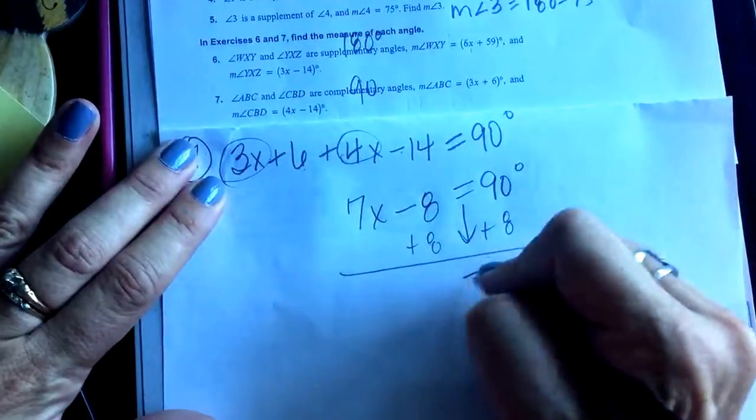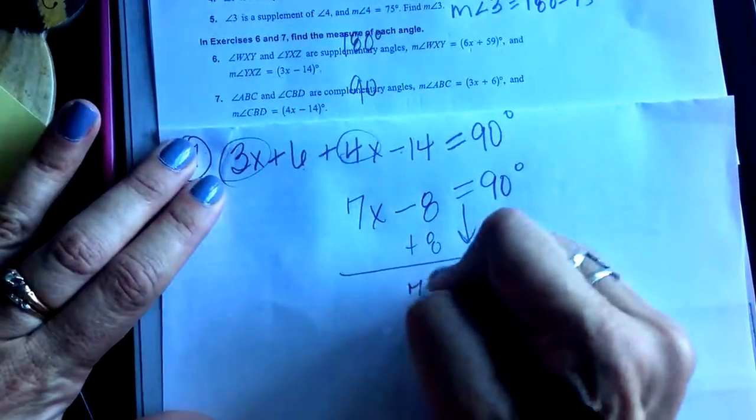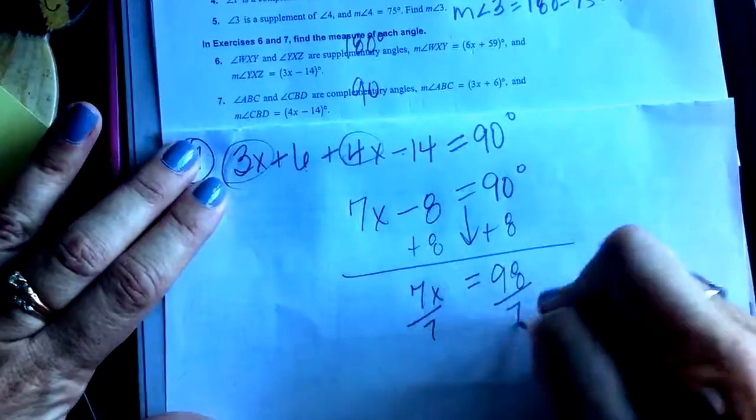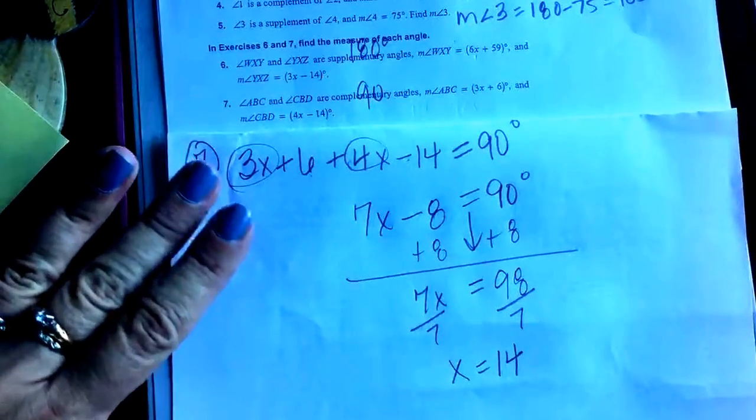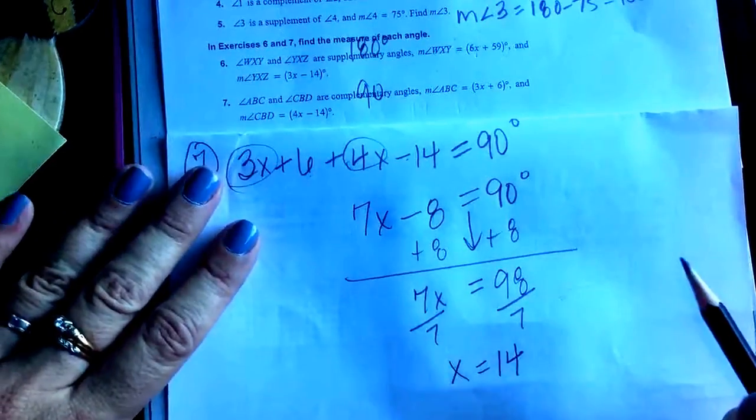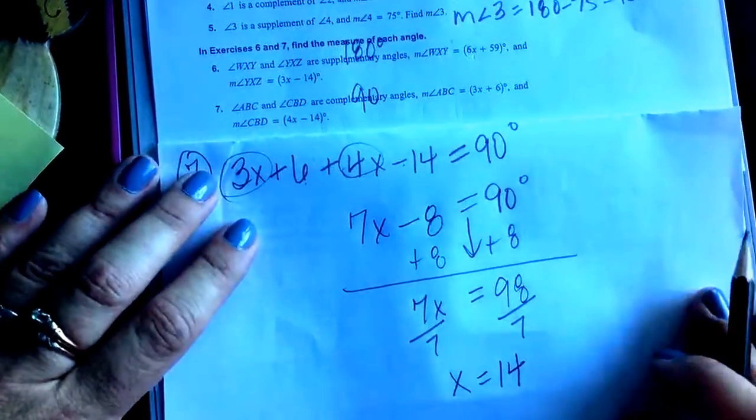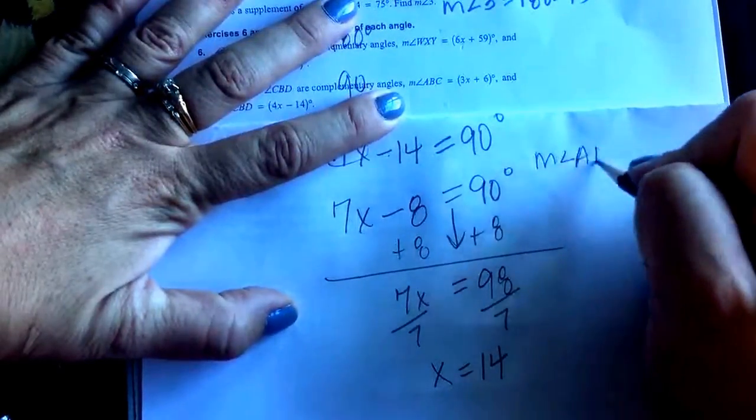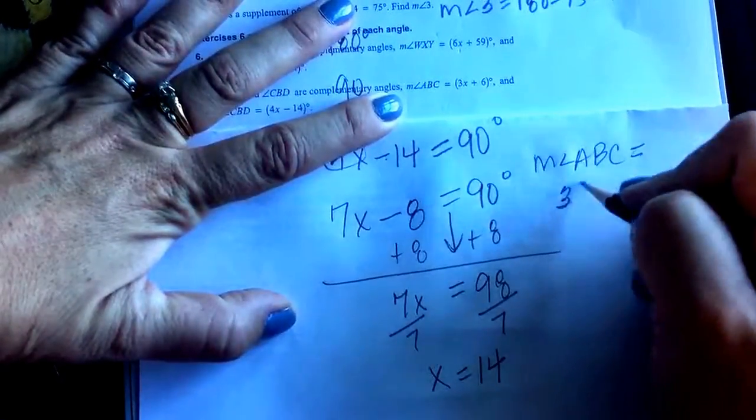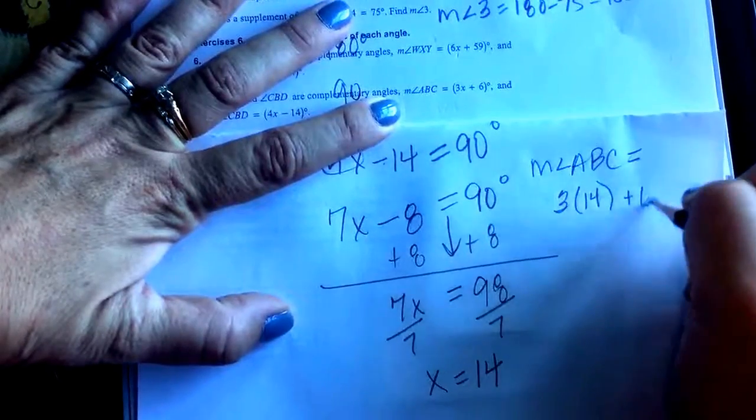Now I'm going across the equal sign, 98, 7x on the left. When I divide by 7 on both sides, x is equal to, I think it's 14 this time, yeah? Yes. Okay, so x is 14. Now, once I get x is 14, I've got to go back up again and use it. The measure of angle ABC is expressed as 3x, 3 times 14 plus 6.